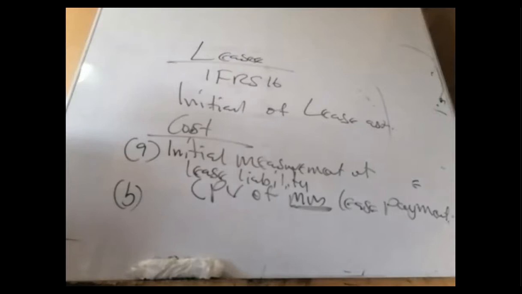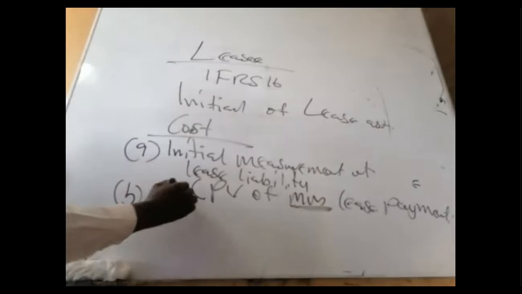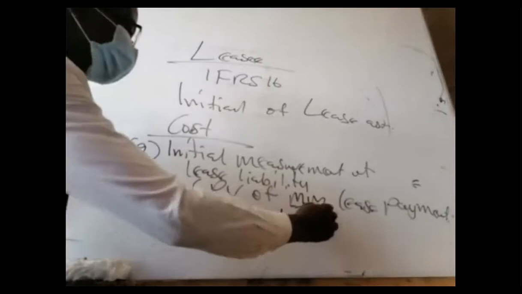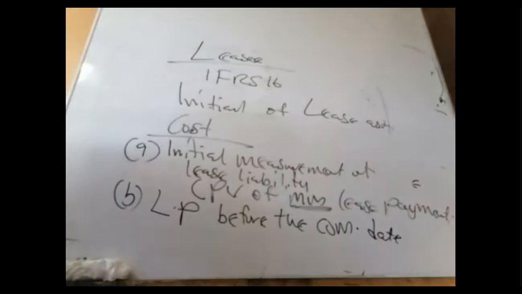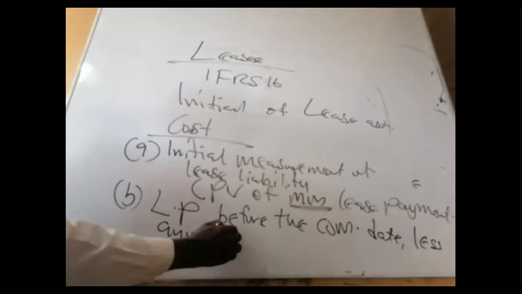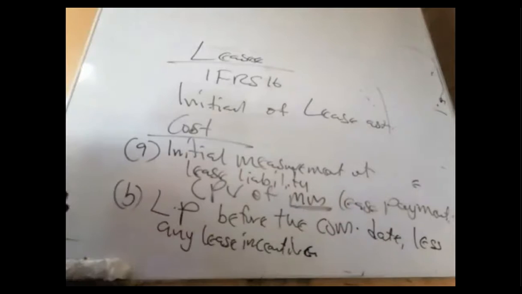So lease payment before the commencement date, less any lease incentive. Okay, so that is it. Any lease incentive received, you deduct it from the cost. So I'll pick a question where there's an incentive, and then you deduct it from the cost. Let's go to the next item. That's one part of the cost.